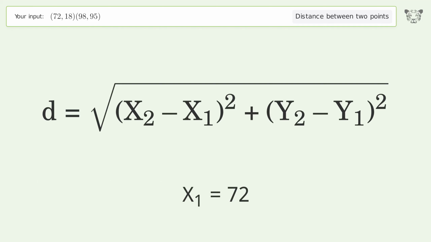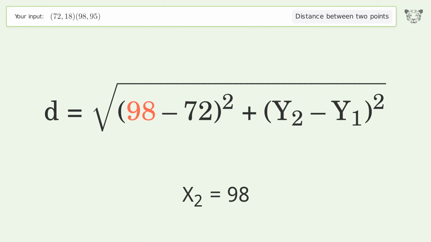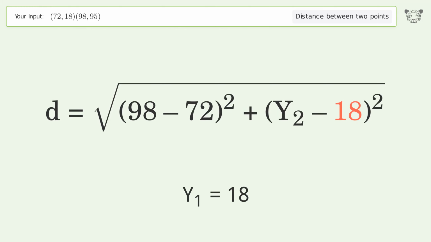x1 equals 72. x2 equals 98. y1 equals 18. y2 equals 95.